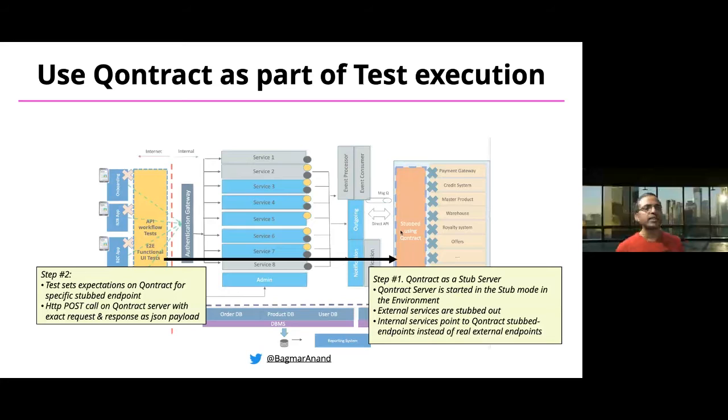Note that if I do not have an expectation set, the contract server will give you random responses based on the contract spec of the correct data types, and that is going to be given back to the caller. OK, so this is step number 2. The test is going to set the expectations.